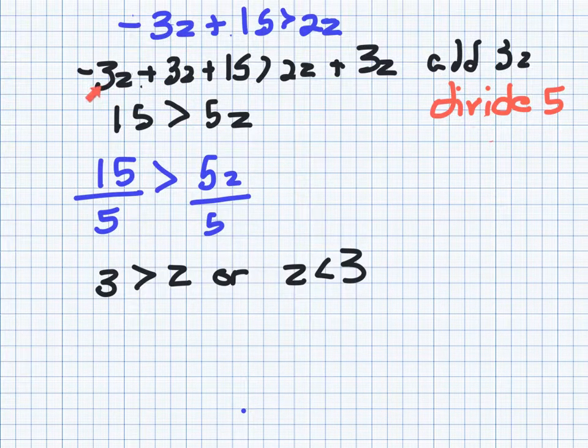So I have negative 3z from here plus the 3z that I'm adding plus 15 greater than 2z plus the 3z that I added. I work it down and I have 15, which is left on this side, is greater than 5z because I added my 2z plus 3z. Now I'm going to divide both sides by 5. 5 into 15, 5 into 5z. I'm left with 3 is greater than z, or I can flip it and say z is less than 3.